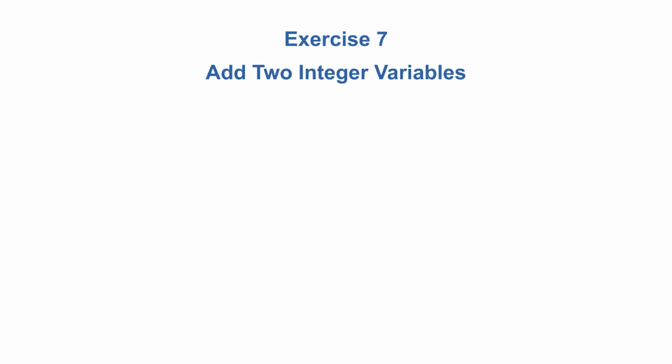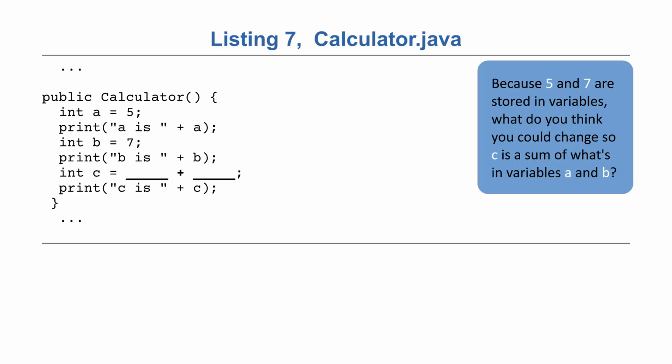Exercise 7. Add 2 integer variables. Because 5 and 7 are stored in variables, what do you think you could change so c is the sum of what's in variables a and b? Run it. What happened? It should still print a is 5, b is 7, c is 12.